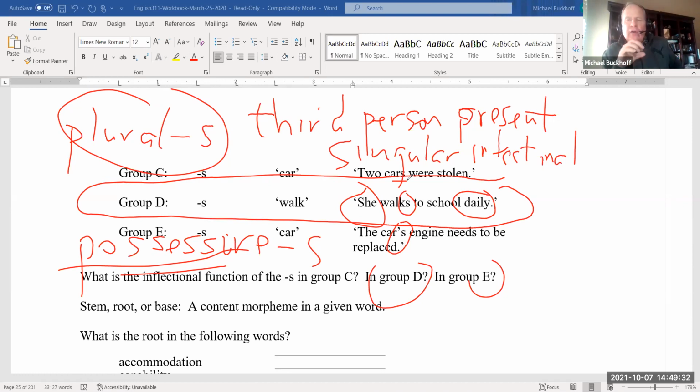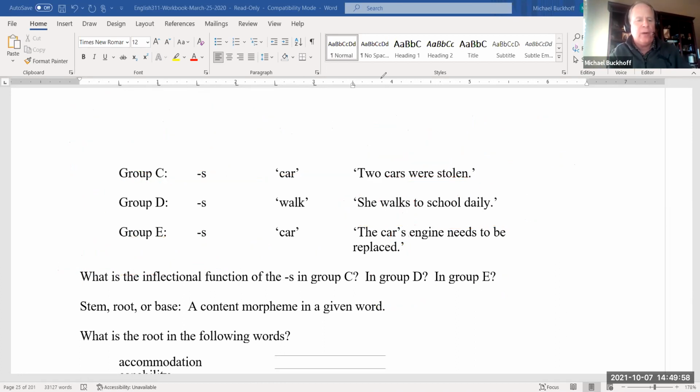So a lot of dialects, we're talking about 50 million speakers or more here, don't use the third person S, and a lot of non-native speakers do not use the third person S. So it's not used everywhere. A lot of dialects and non-native speakers have omitted it from the language. FYI. Okay, let's keep going. We got that one. Wanted to talk about that.